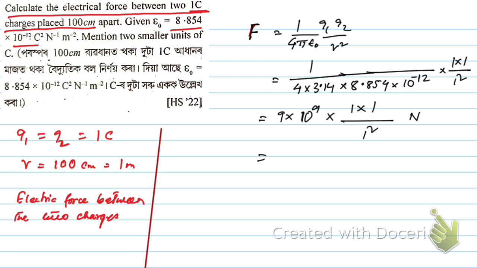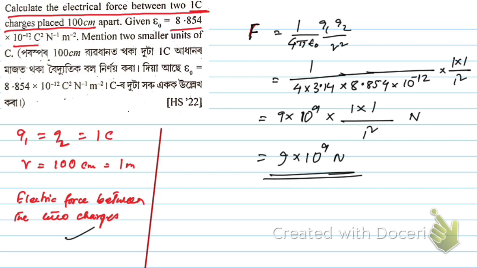Then we know this value is equal to nothing but this one, so you can put it directly without any calculation. Just don't skip this step, as this value is mentioned here. So this 1 into 1 by 1 square, that's going to be 1, right? So our final answer is very simple, 9 into 10 to the power 9 Newton. So this is the electric force between the two charges.